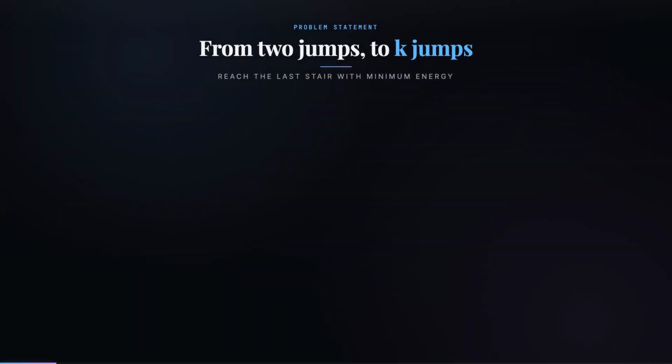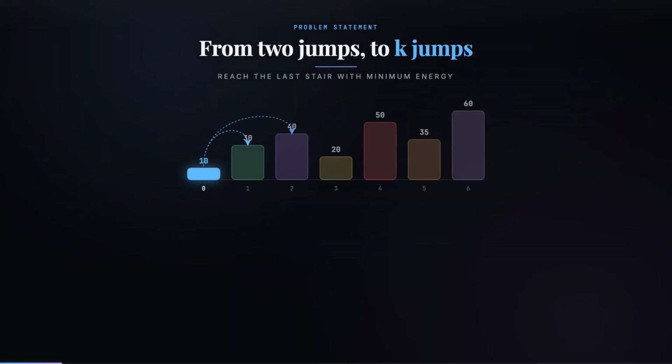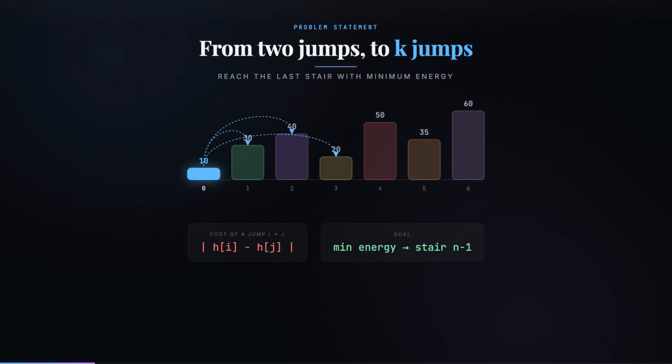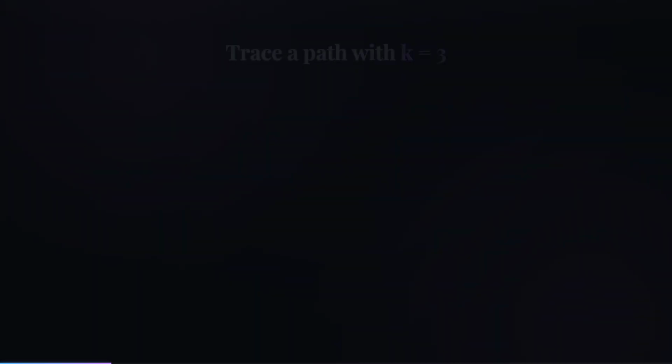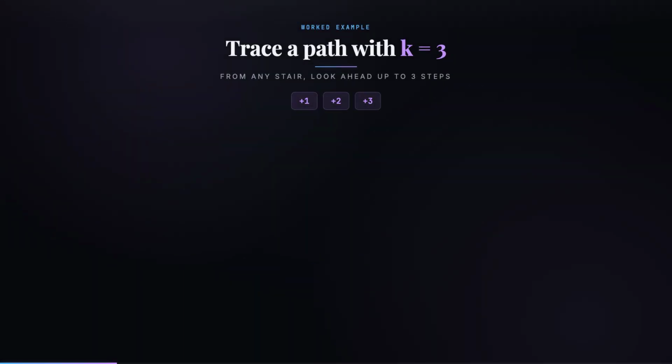The problem is almost identical to the original frog jump. But now, from stair i, the frog can leap forward to i plus 1, i plus 2, all the way to i plus k. The cost of any jump from i to j is still the absolute difference in their heights. Our goal stays the same: find the minimum total energy to reach the last stair, stair n minus 1. Let's trace a small example with k equal to 3.